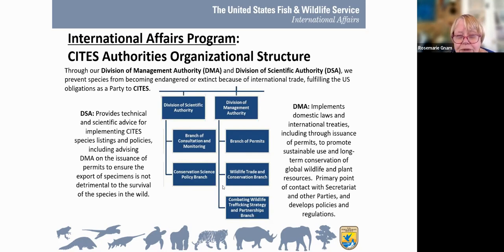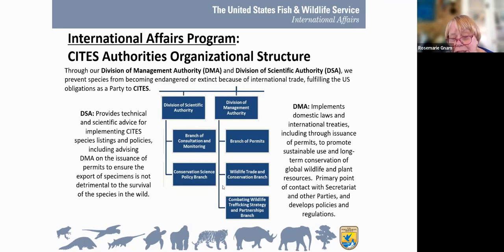And so we're structured, we have two branches. Thomas is in charge of the conservation science policy branch, which prepares us for the CITES meetings, including the COP. Whereas Eleanor, who'll be speaking to you, is in charge of the branch of consultation and monitoring, which is the branch responsible for making the non-detriment findings. And the biologists basically work for both branches.